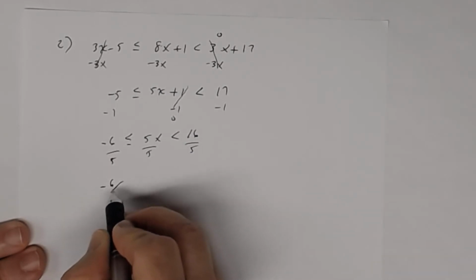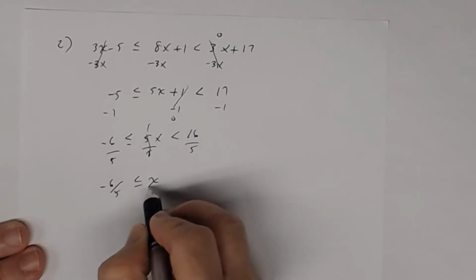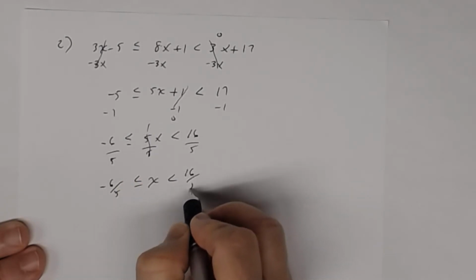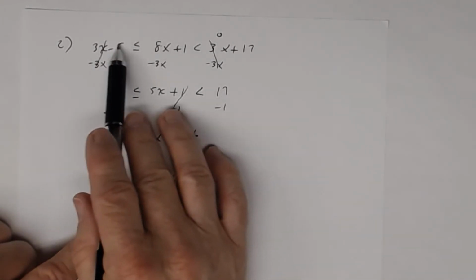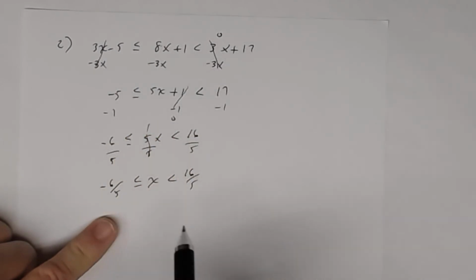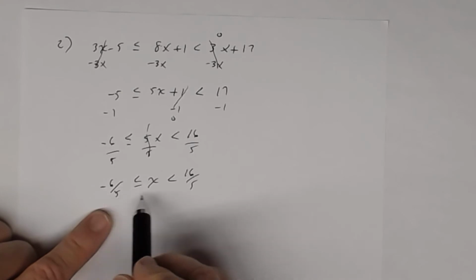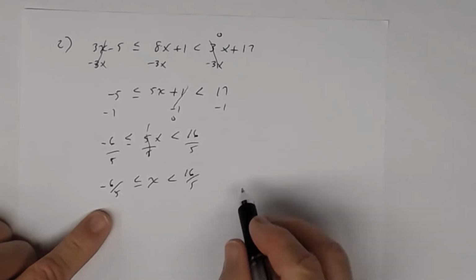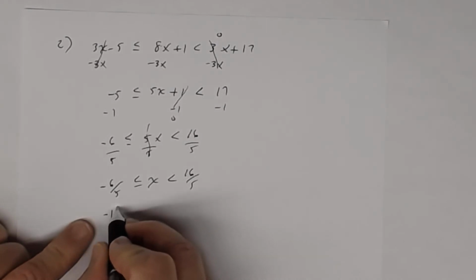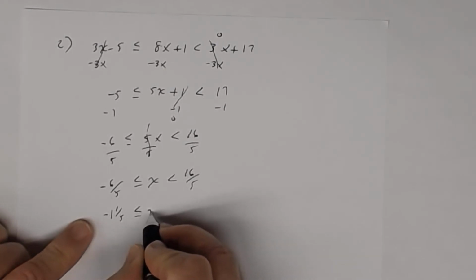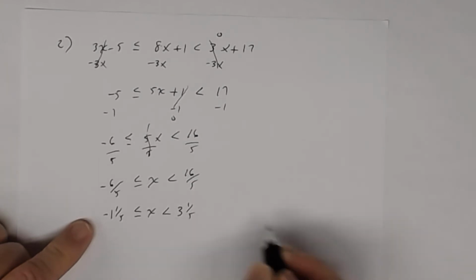And so I get negative 6 fifths is less than or equal to 5 divided by 5 is 1, 1 times x is x, is less than 16 fifths. Okay? And there's your solution. So your solution to the compound inequality right here would be any real number, rational or irrational, that's between negative 6 fifths and 16 fifths. So if you want to rewrite this using mixed numbers, you can. So it'll be negative 1 and 1/5 is less than or equal to x is less than, and this is 3 and 1/5 as well.